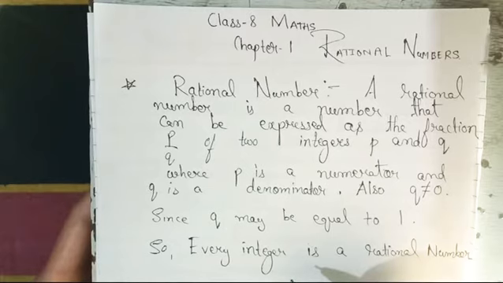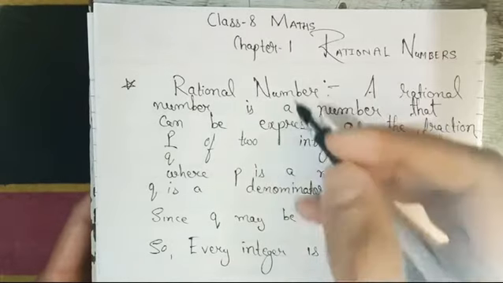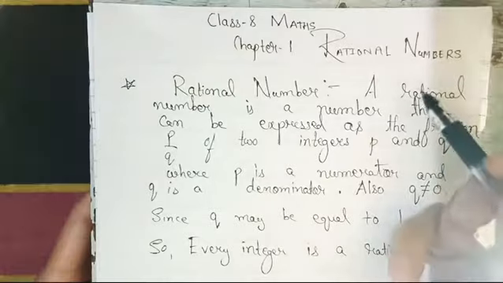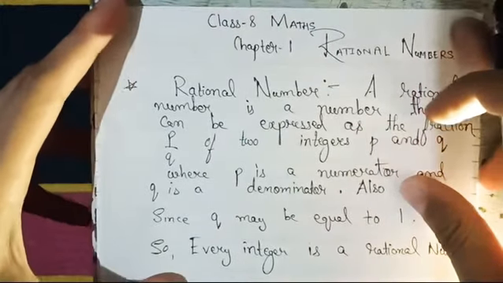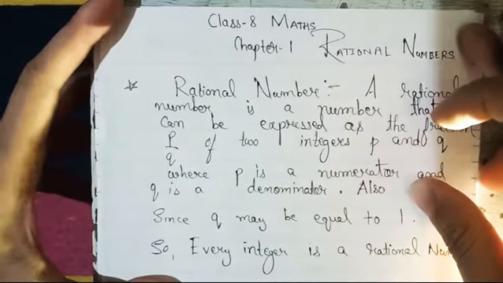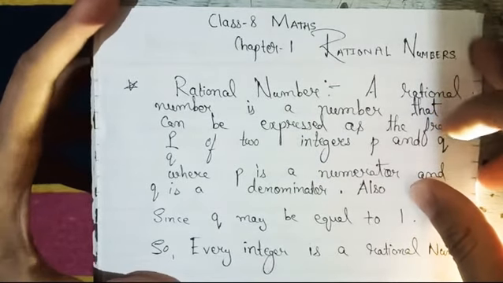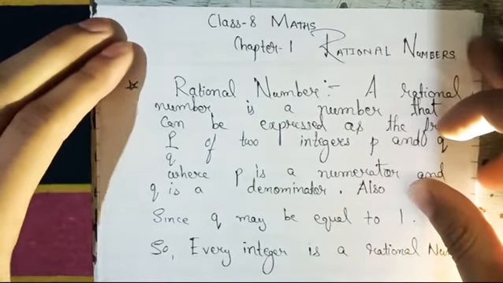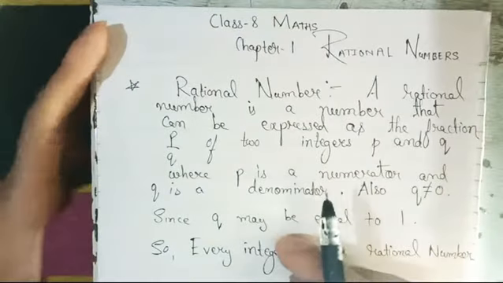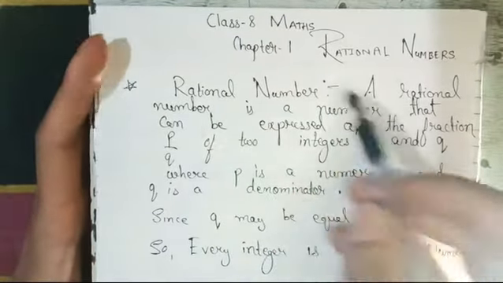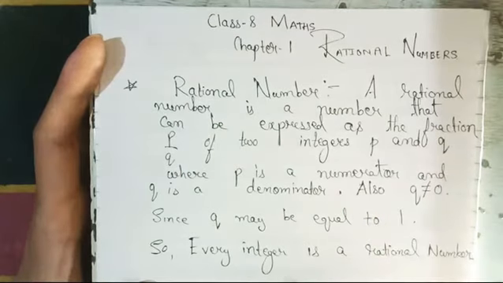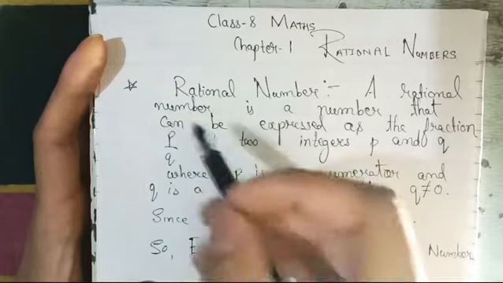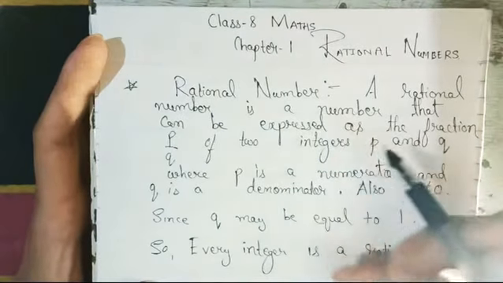Today we are going to start our syllabus with chapter number one, rational numbers. First of all, we will define what rational numbers usually mean. Basically, what does it mean, and what is its definition? How it will be used in solving questions based on it. First of all, we must understand the meaning of rational number.